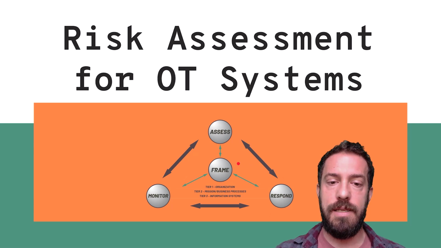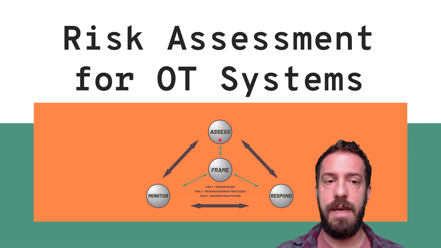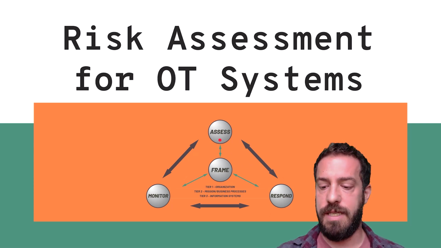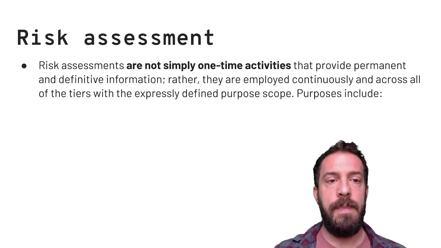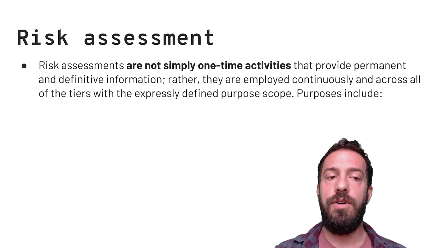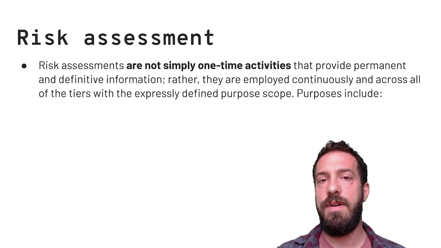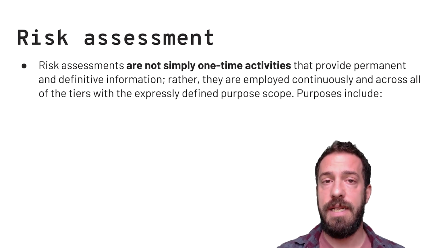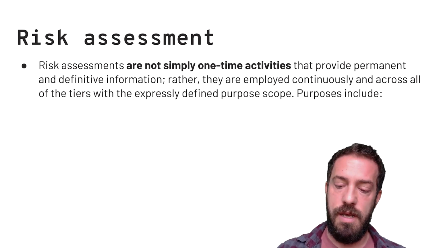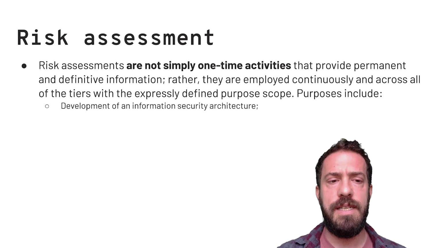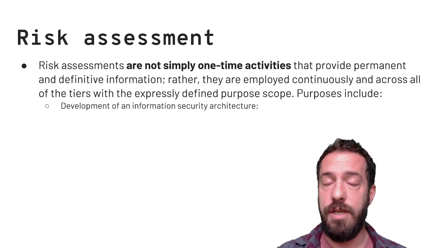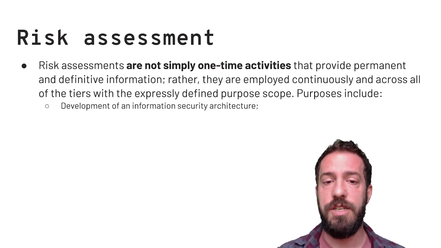Let's now discuss the risk assessment part of risk management, specifically for OT systems. As we said before, you don't do risk assessment once. You actually do it continuously, and you have to do it every time something significant changes in the organization. An example of such a change would be the introduction, for the first time, of an information security architecture.